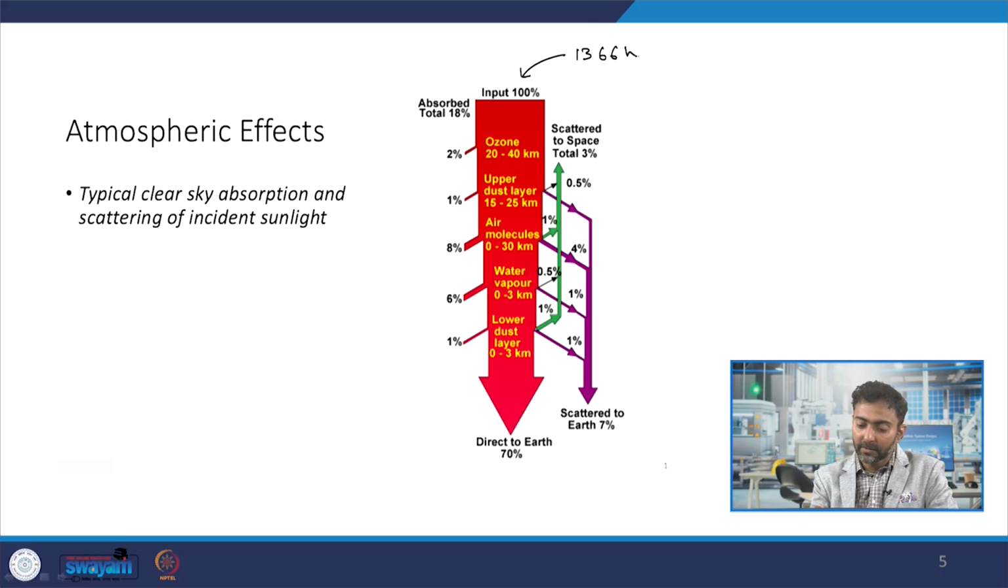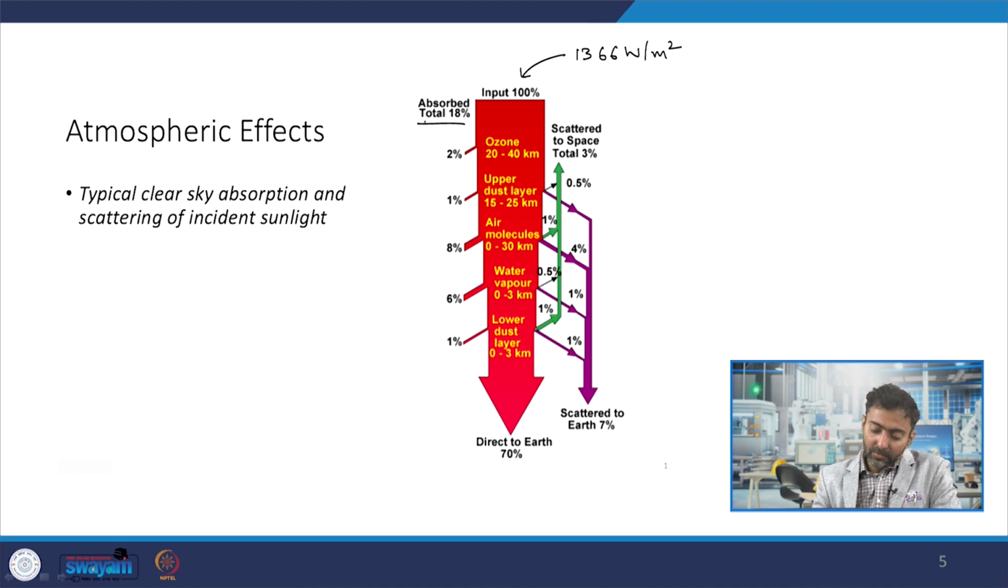It is around 1366 watt per meter square. So that is the input just outside the Earth's atmosphere. That is what is entering the Earth's atmosphere. Now on the left hand side of this funnel type structure, you see the total absorbed radiation, which is around 18%. So 18% of the radiation is absorbed in the atmosphere.